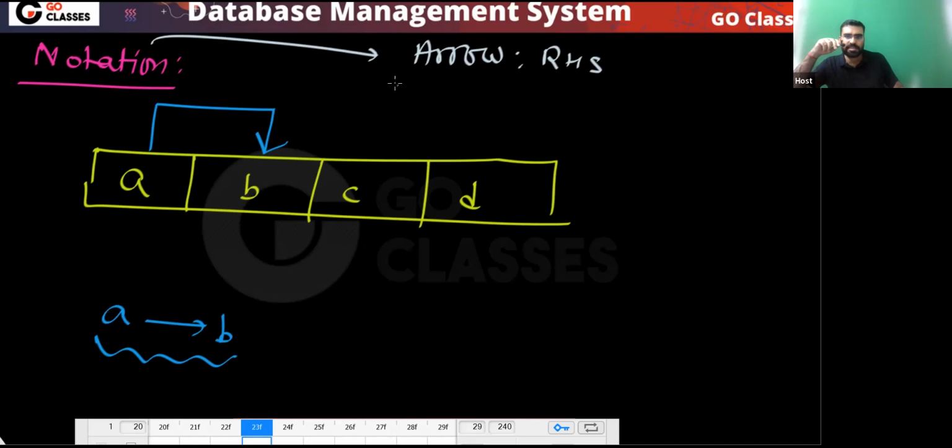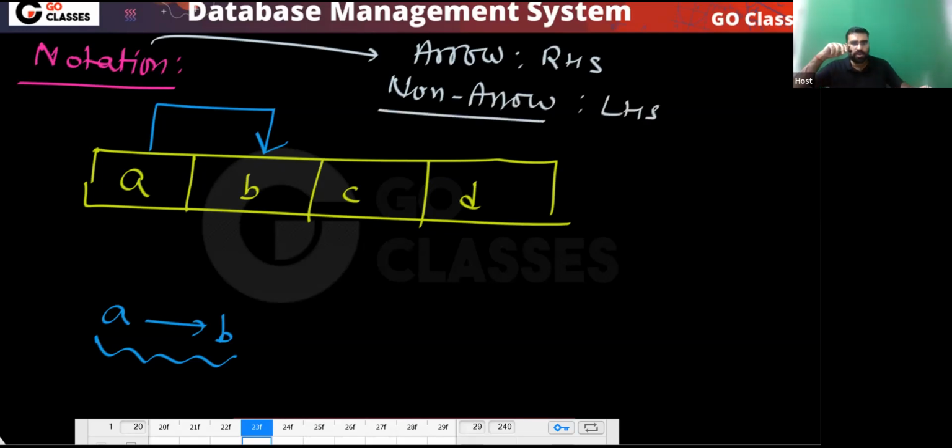Arrow means RHS and non-arrow means LHS, right? So the arrow side means RHS and the non-arrow side means LHS. Like here there is no arrow. A determines B. So the non-arrow side is LHS, and the arrow side is RHS. This is how you can write it.